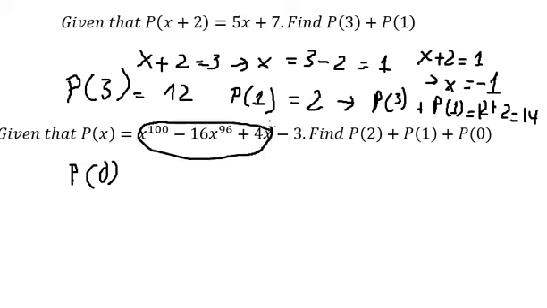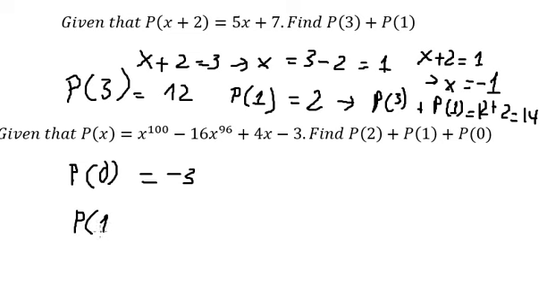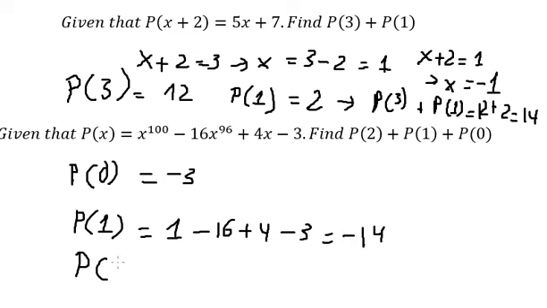Because there are 0 in here, we have only negative 3. b of 1. So we put 1 here, here, and here. So we have 1 minus 16 plus 4 minus 3. We calculate this one, and we got negative 14. And the last one, b of 2. So we put 2 here, here, and here.